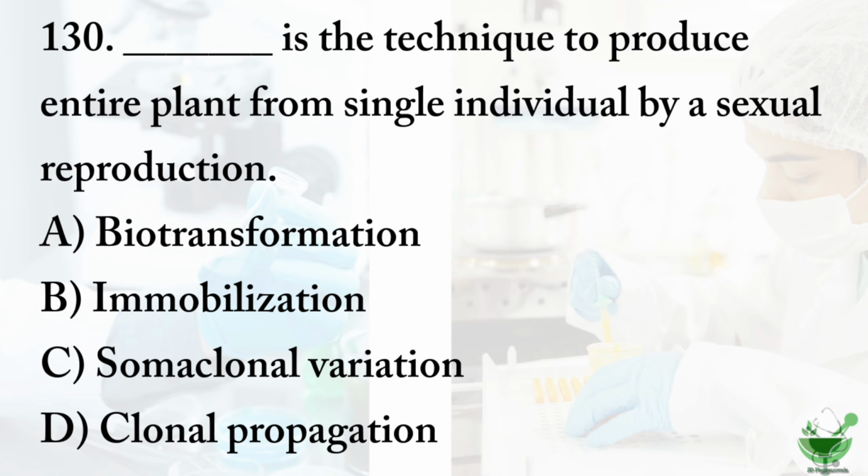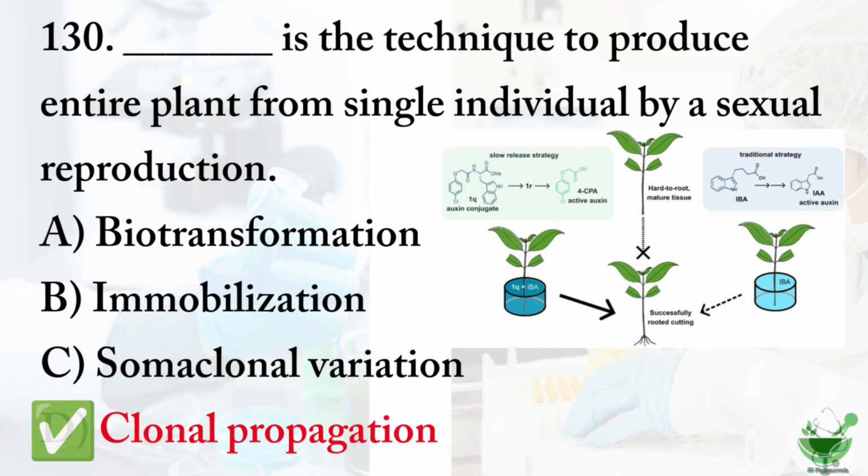Then question number 130. Dash is the technique to produce entire plant from single individual by asexual reproduction. Option A, biotransformation, option B, immobilization, option C, somaclonal variation, option D, clonal propagation. The correct option is option D, clonal propagation is the technique to produce entire plant from single individual.